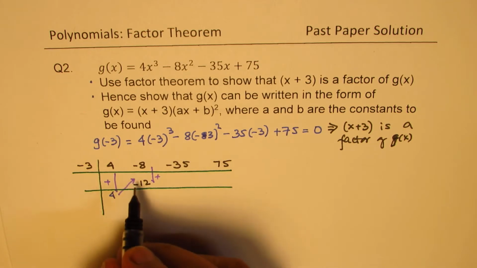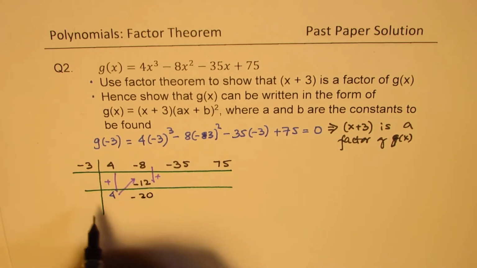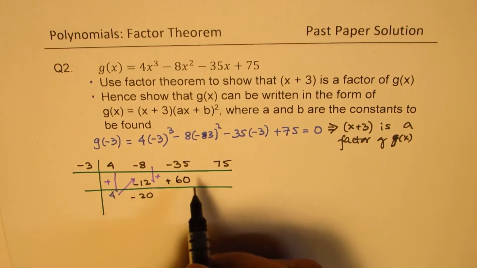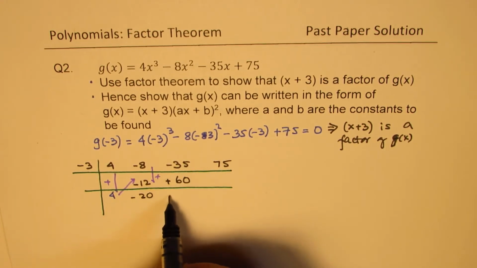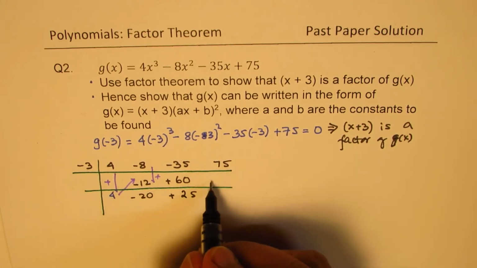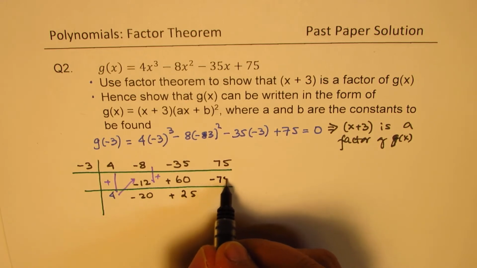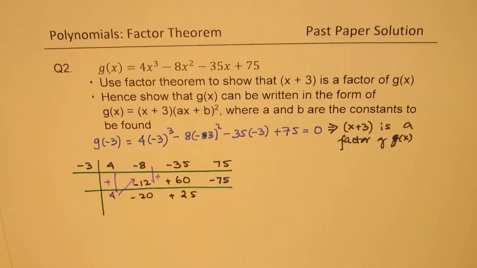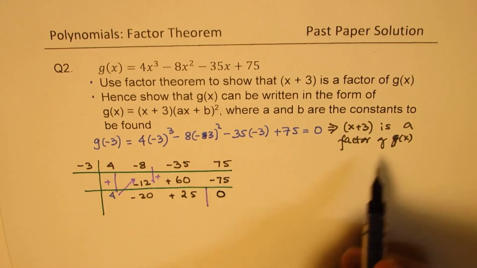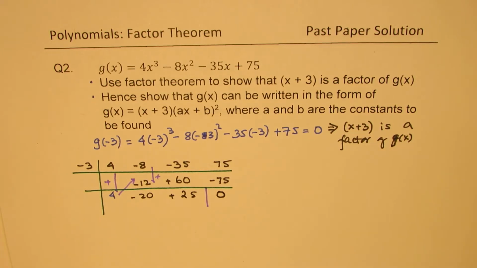You get minus 20. Then again, multiply this. Minus times minus becomes plus 60. And when you add, you get positive 25, definitely. And minus 3 times 25 is, as expected, minus 75. So what you get here is your remainder. This is the remainder, which is 0. It has to be 0 because x plus 3 is a factor.